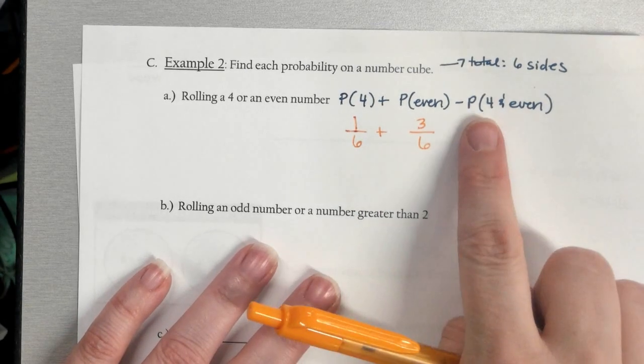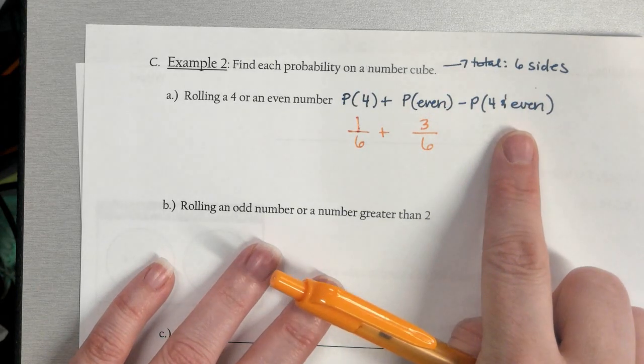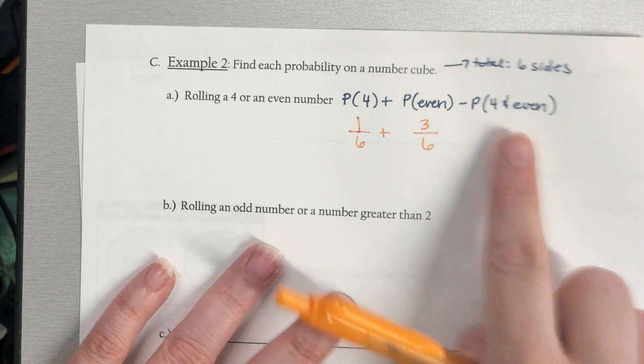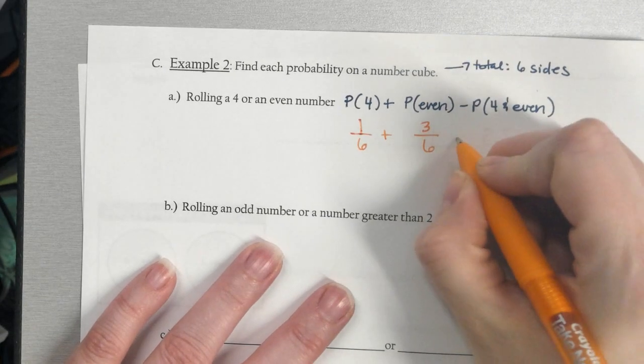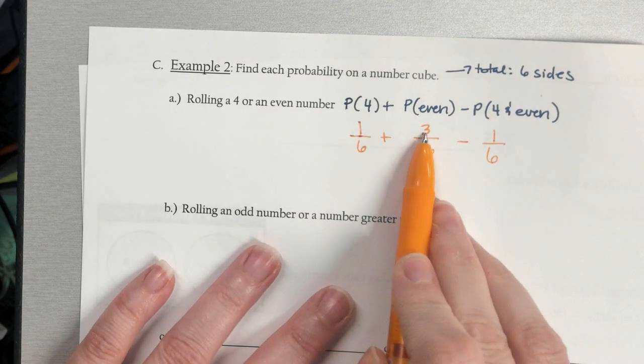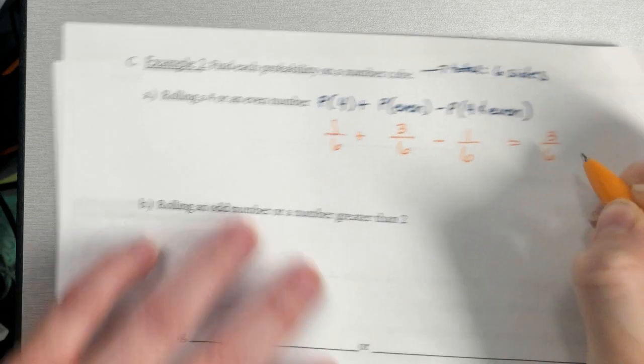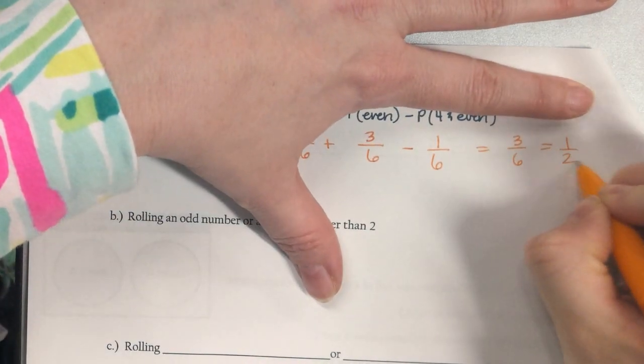What side is 4 and even? Only the 4, right? It couldn't be a 2 and be even and 4. So you're going to subtract the 1 over 6. So 1 plus 3 is 4. 4 minus 1 is 3. 3 over 6 reduces to 1/2. 1/2 is your probability.